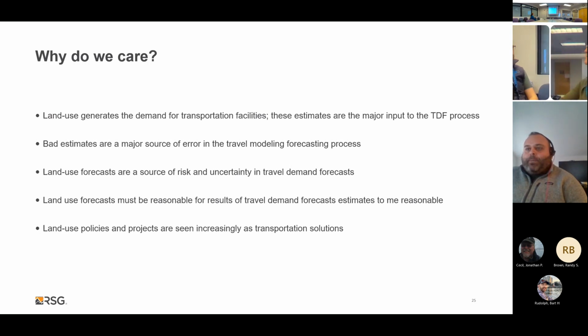And so these land use policies and projects are increasingly tied to transportation solutions. You're probably all aware of that in your work here, that the underlying land use and the transportation system are all intersected together.